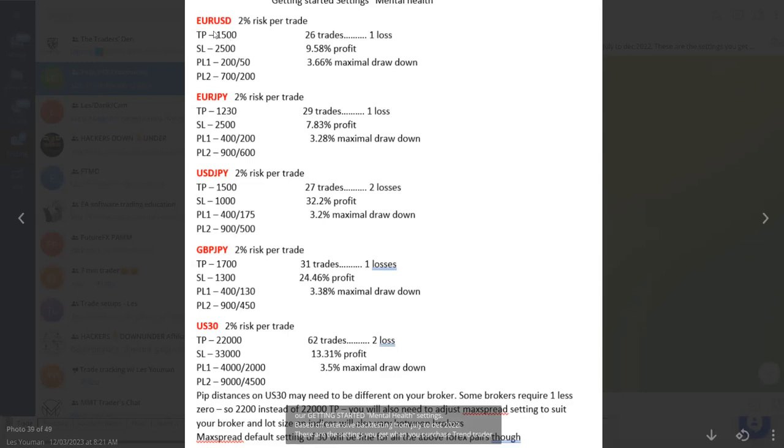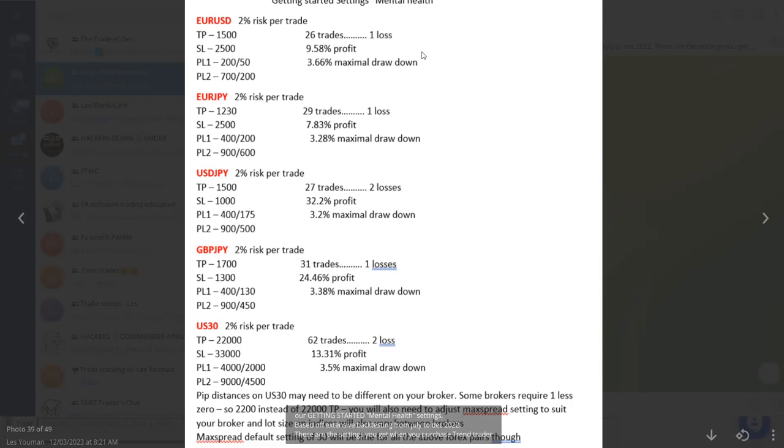And in 6 months of trading, Euro USD takes out 26 trades and only loses one of them. Euro JPY takes out 29 trades and only loses one. USD JPY loses 2. Pound yen loses 1. US 30 loses 2. But this is a phenomenal win rate. Honestly, I've never seen anything like it. US 30 is something that people consider quite volatile and hard to trade. It takes out 62 trades and only loses 2 of them.